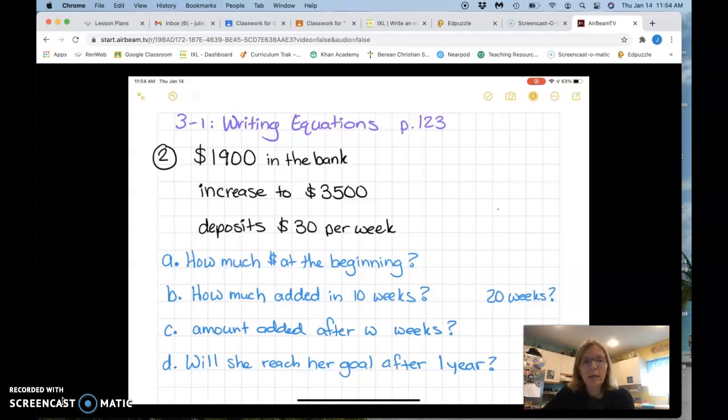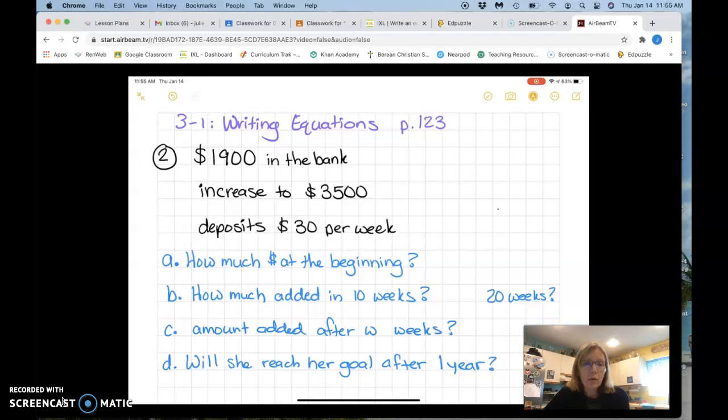So number 2 says that this girl, I do not know how to say her name, so we're just going to call her Michelle, has $1,900 in the bank. And she wishes to increase her account to a total of $3,500 by depositing $30 per week from her paycheck. Now, will she reach her savings goal in 1 year? And then it has all these questions, A, B, C, D.